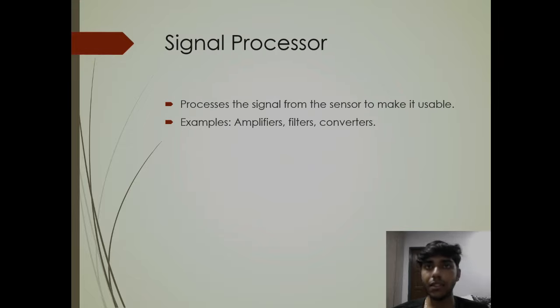The second component is the signal processor. The signal from the sensor is usually weak or not suitable for direct use, so it needs to be processed. Signal processors perform functions such as amplifying, filtering, and converting signals. Examples include amplifiers, filters, and converters. This step ensures the signal becomes clear and usable for the system.